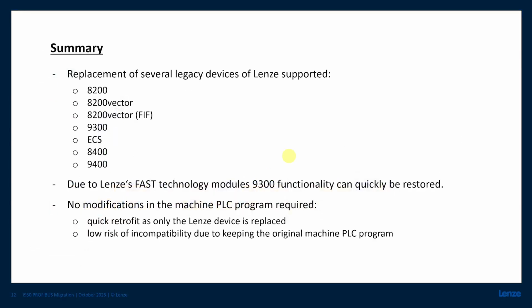Let's summarize. Several of the previous Lenze series can be migrated. As the i950 is a freely programmable unit, almost all 9300 functions can be realized with this drive. And the best thing, no modifications in the machine PLC program required. That's it.